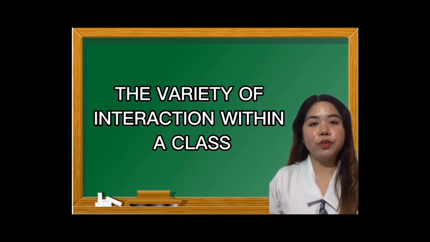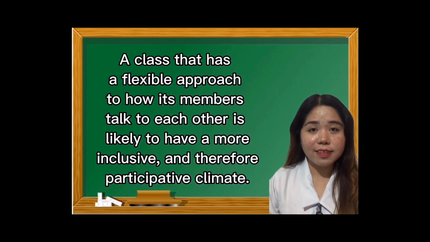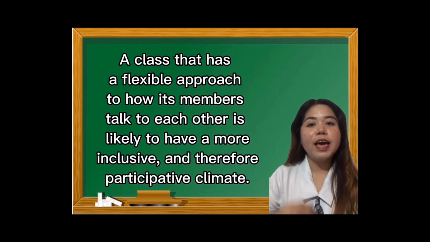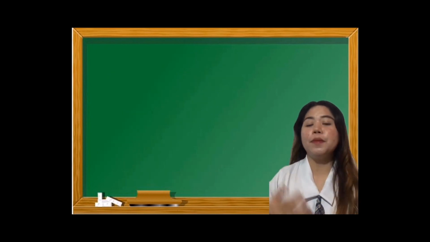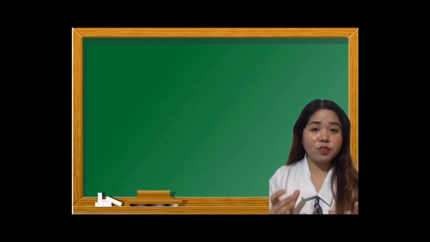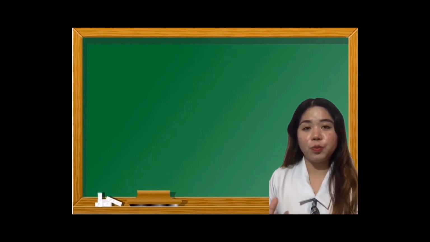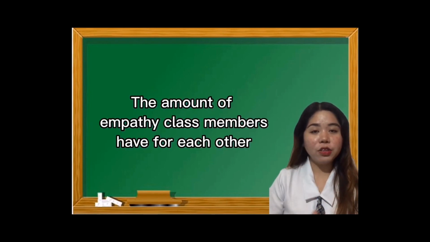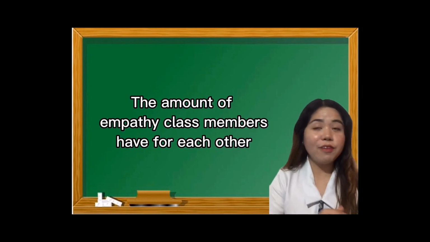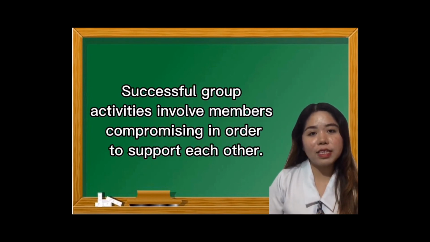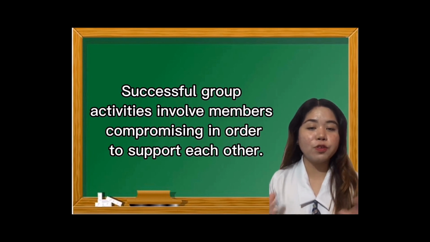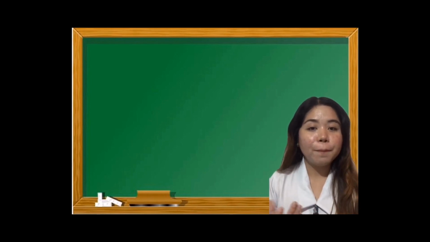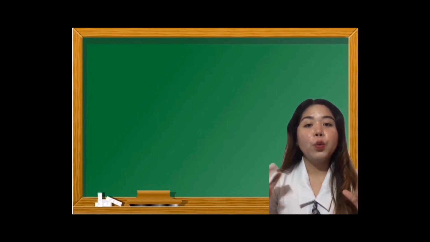Next is the variety of interaction within a class. A class that has a flexible approach to how its members talk to each other is likely to have a more inclusive and therefore participative climate. So in the seminar, we will identify different modes of classroom talk, what each brings to learning, and how we can create a variety. And last, we have the amount of empathy class members have for each other. So successful group activities involve members compromising in order to support each other. So in the webinar, we will look at activities and practices that encourage peer support and greater sharing of learning within the group.